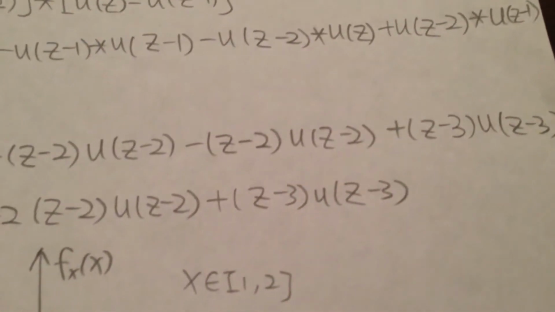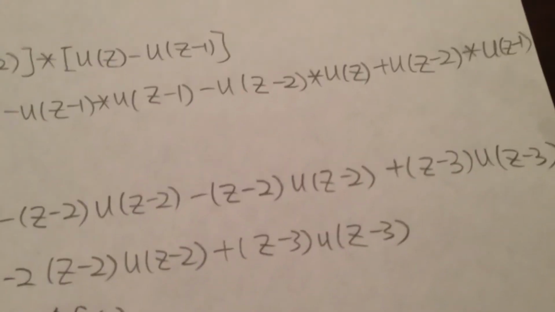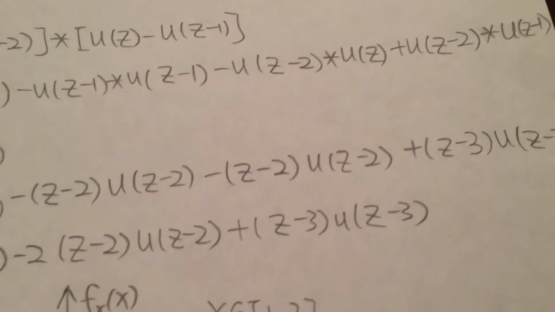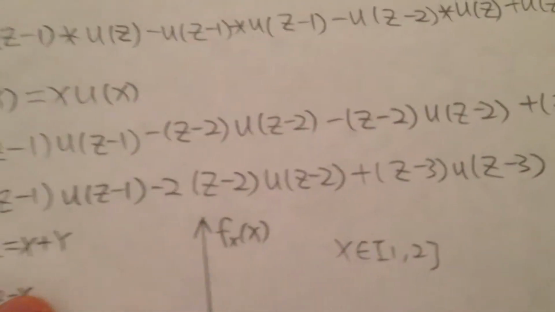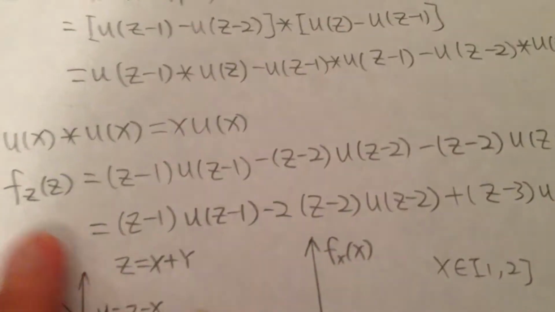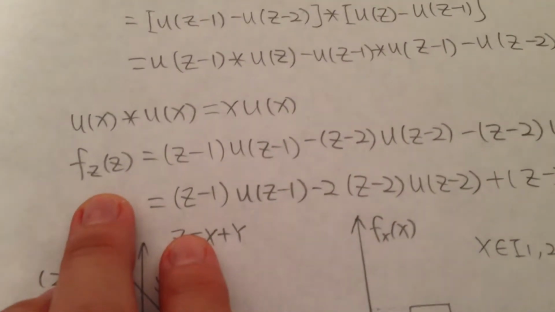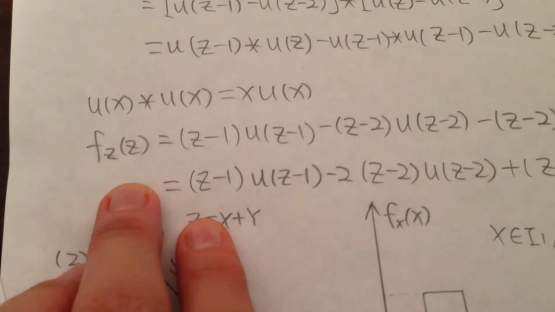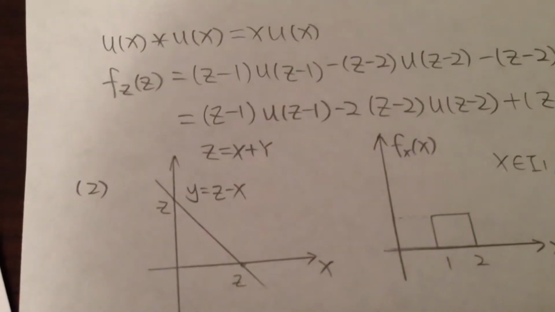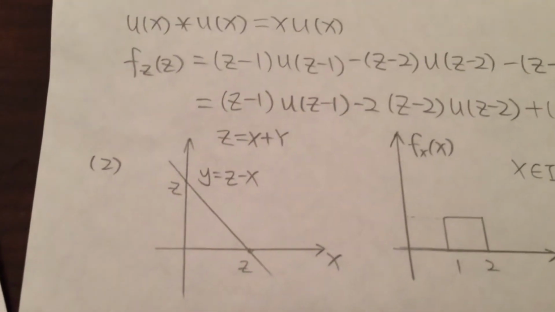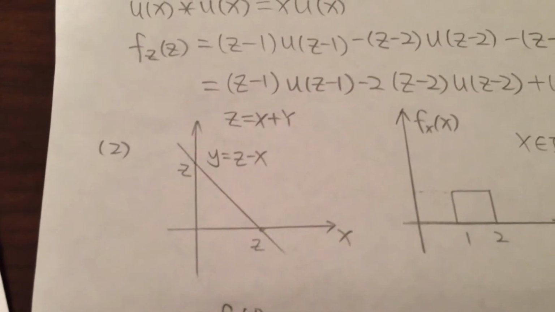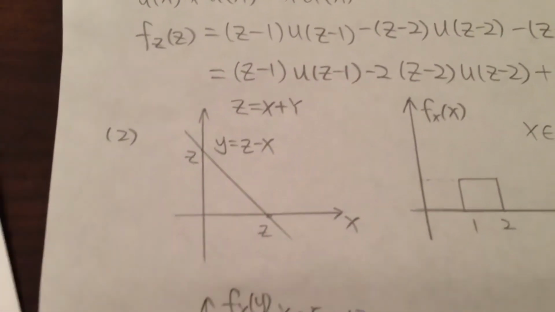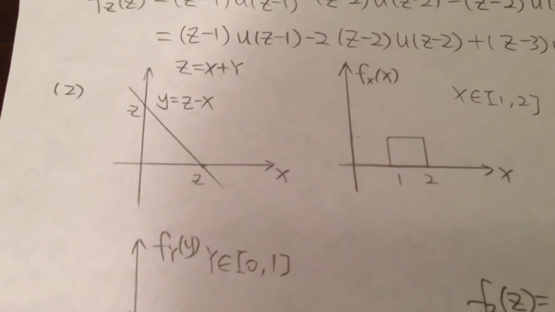For this part, we use the convolution method to calculate the density function of z. In the second part, we will use the geometric method to calculate the density function of z. First, let's draw some pictures.